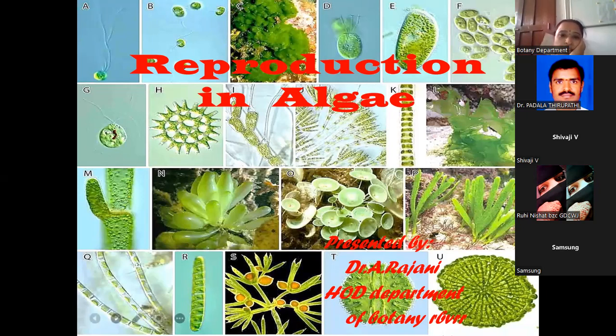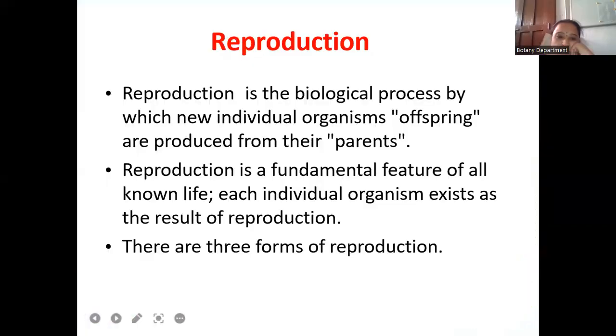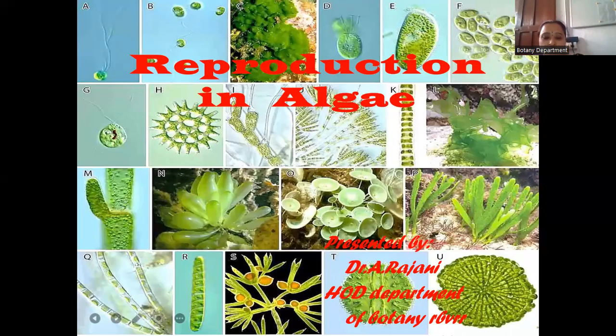Now today I'll start the class on reproduction in algae. See in the pictures, you can observe many algal diagrams here. This is Chlamydomonas and Volvox. This is Pediastrum, Ectocarpus, Oedogonium, Cytonema, and these are the algal pictures. You can observe these pictures. This is Ulva, and Pediastrum is there. In this, what is reproduction? How many types of reproduction are present in algae?